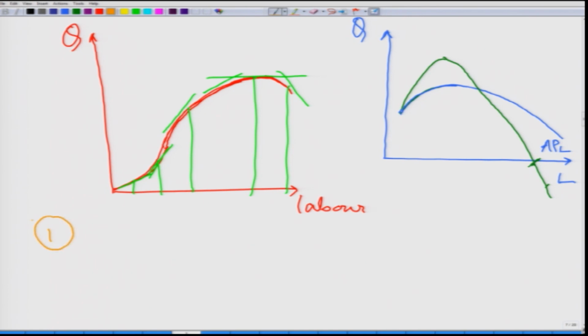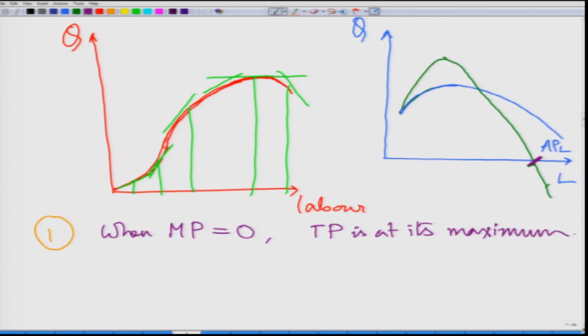If I want to keep them together side by side and analyze what happens, I can observe a few things. Number one, when marginal product equals 0, TP, total product, is at its maximum. At this point, if I plot it here, maybe it's something like this. At this point my marginal product goes to 0 and the total product is at its maximum.